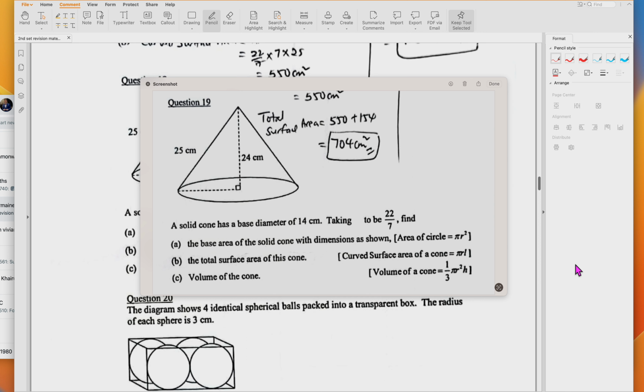Which one is the L? The L here is actually the slanted side. This is called the L. L is length. So the length is actually 25. And then if you look at volume of a cone, it is one-third pi r square h. H is the height. Height is 24. Height must be 90 degrees, right?